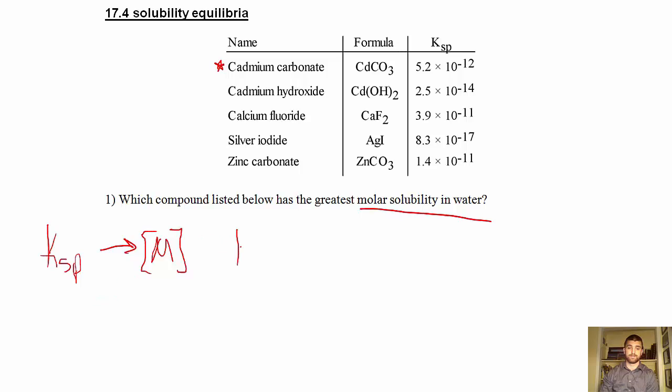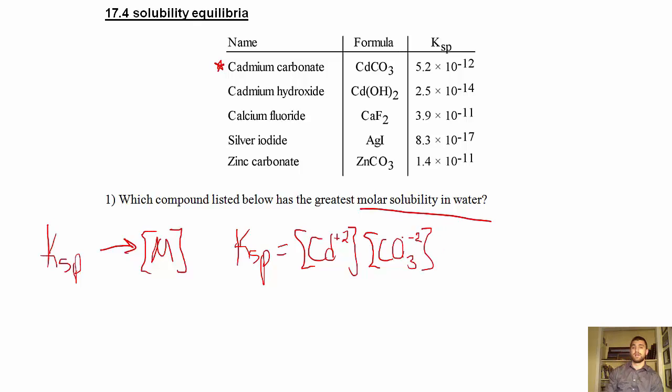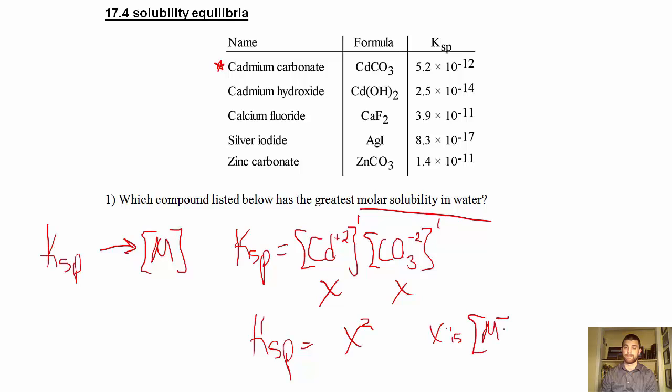So the Ksp here is going to equal the concentration of the cadmium ion times the concentration of the CO3 2- ion, the carbonate ion. Now it's 1 to 1, so the exponents are 1 and 1. So they're going to be equal to each other in concentration if we're dissolving cadmium carbonate. So we're going to have essentially x times x. So the Ksp is really going to be equal to x squared, where the x is the molar solubility. All right, so if we want to know the molar solubility, we just take the square root of the Ksp for that, and we end up with x.